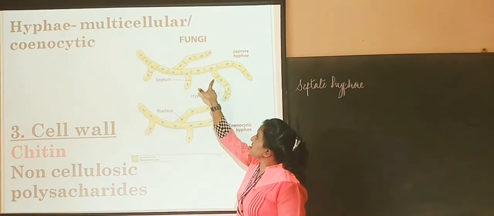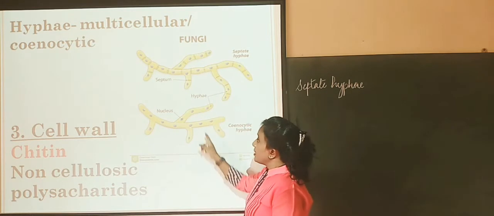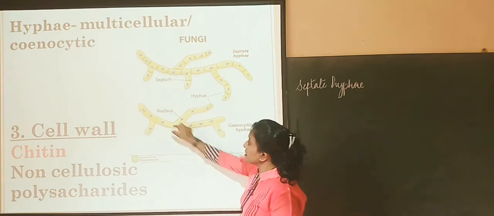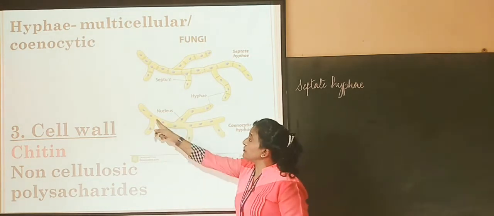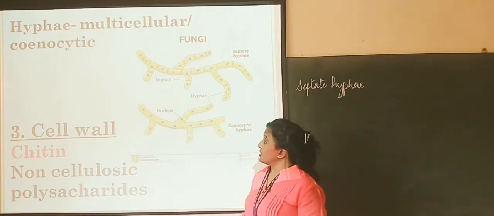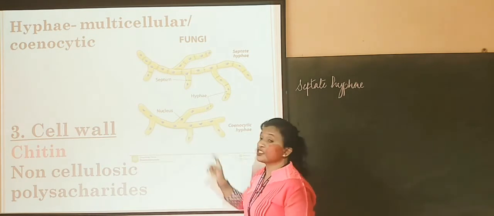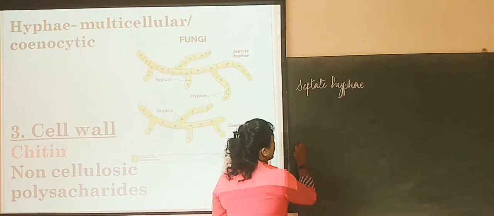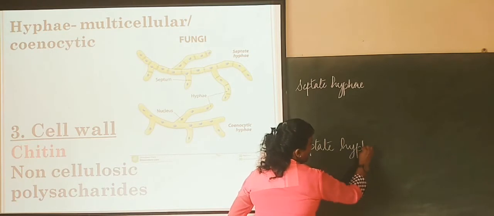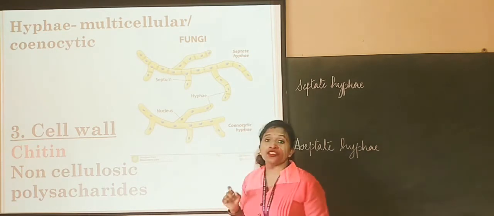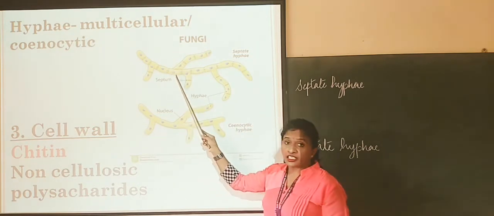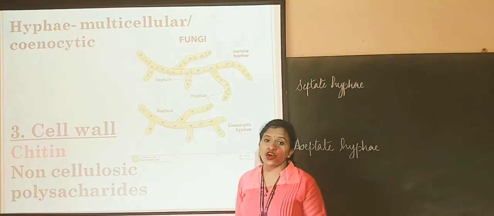Since there are cross walls, whereas the hyphae which do not have any cross walls will be just a tube-like structure with many nuclei. So these hyphae are multinucleated. Such hyphae without the cross walls are also called aseptate hyphae and coenocytic hyphae. Okay? So the fungal hyphae can be either with cross walls or without cross walls.